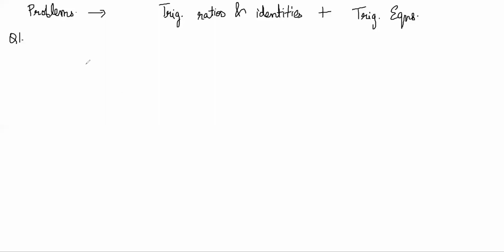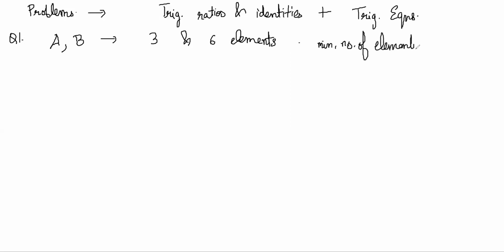A and B are two sets having 3 and 6 elements respectively. What is the minimum number of elements in A union B? Minimum number of elements in A union B.